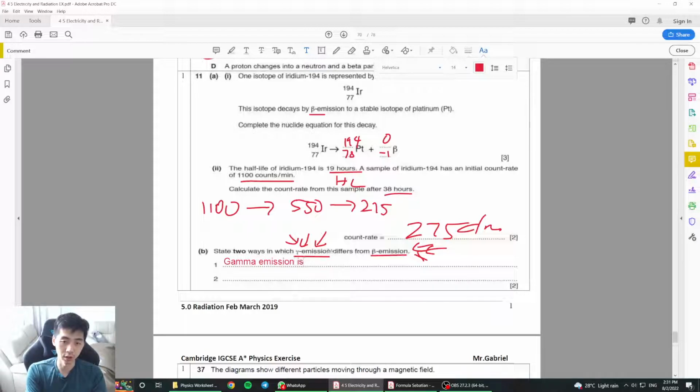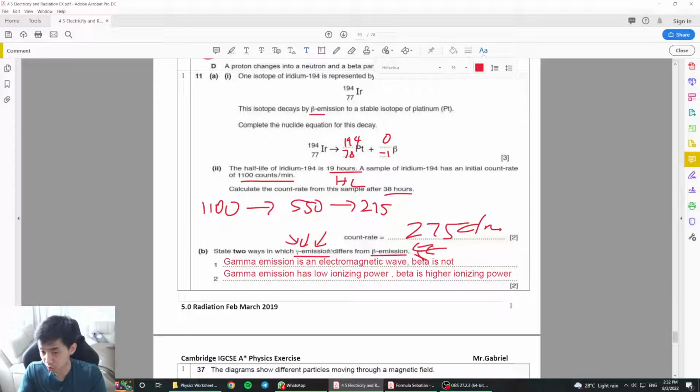Gamma emission is an electromagnetic wave. Beta is not. Then gamma emission has low ionizing power. Beta has higher ionizing power, or gamma has no charge, beta has charge. Anything along the lines, anything that's acceptable is definitely logical.